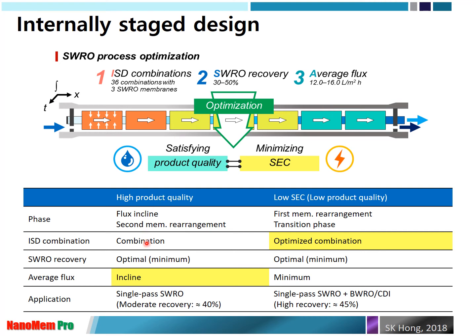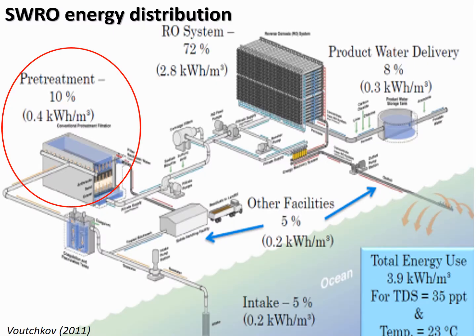So you can see the high product water quality in terms of the phase and ISD combination, SWRO recovery, average flux, and the application. So you can see how it can be utilized. Also nowadays the ROSA, the reverse osmosis system analysis program, which is called WAVE software, will create more ISD design using simulation. So we can also look at the simulation program to achieve this ISD process. So RO can achieve a different level of overall performance, which will save your energy.